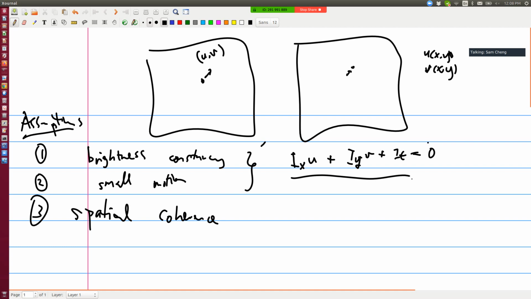Then for spatial coherence, we can say the change of U, the gradient of U, that is the partial derivatives Ux and Uy, the partial derivative of U in the x direction and in the y direction. I want the norms of those to be small, plus also for V, kind of close to 0, something like that.